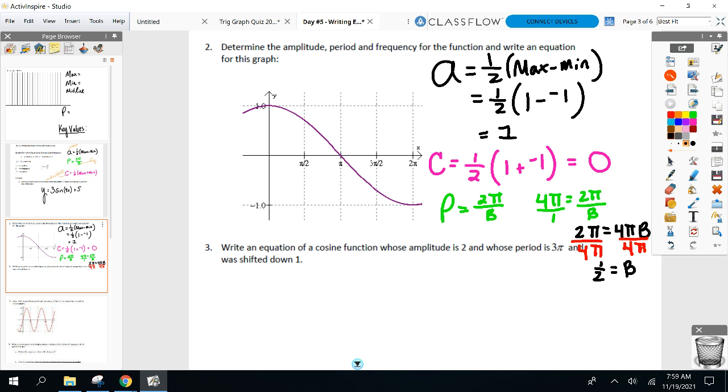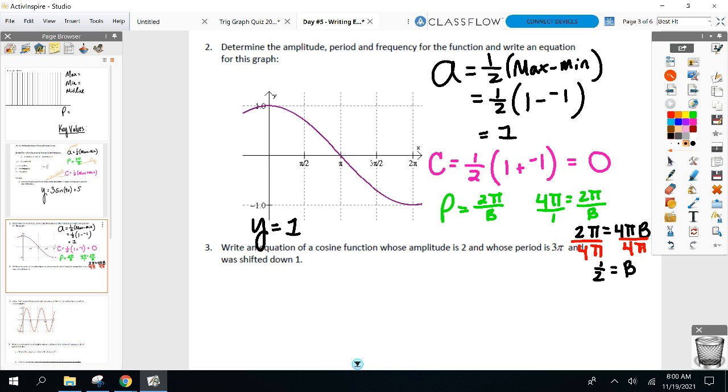Got to use the period formula to find B. Are you ready to write the equation now? Start off, y equals A value. 1, you can write it if you want. That's fine. Write a 1. If you want me to write it, I will. Doesn't have to be there, though.